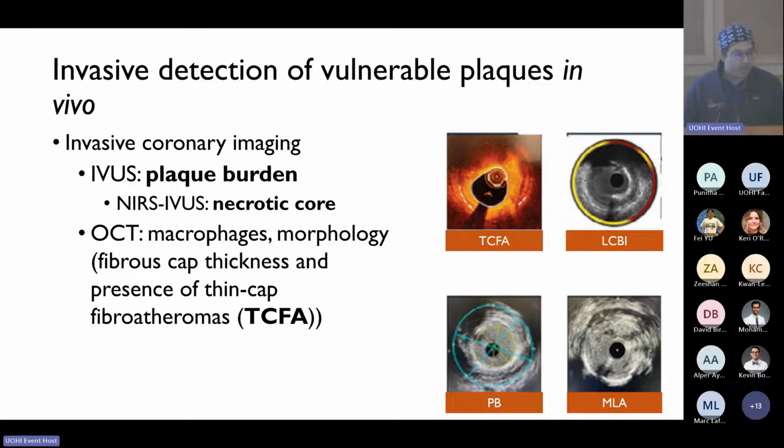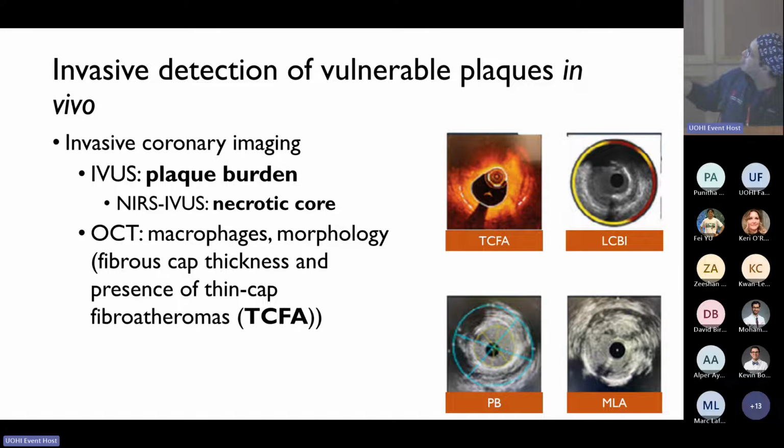Invasive imaging is with IVUS and OCT. There is a new version of IVUS which includes a spectroscopy catheter called near-infrared spectroscopy that actually lights up in yellow around the artery, the arc of where necrotic core is present. That here is called LCBI. I did warn you there'd be a lot of acronyms in this talk. LCBI stands for Lipid Core Burden Index. But effectively, all it is is a measure of how much yellow is on this screen. And the more yellow there is, the more necrotic core.